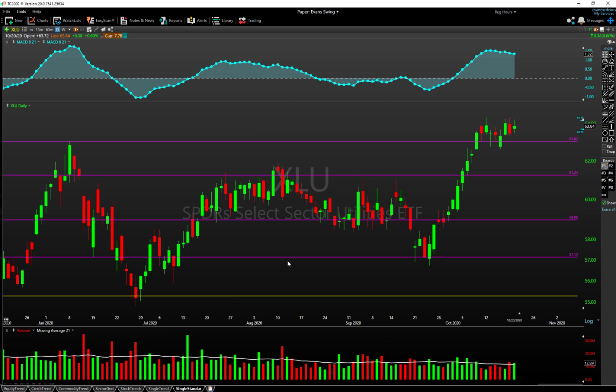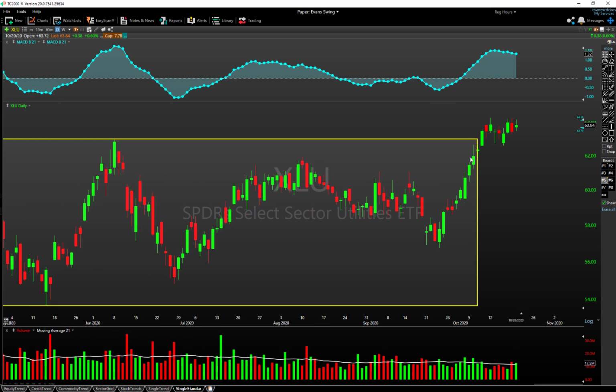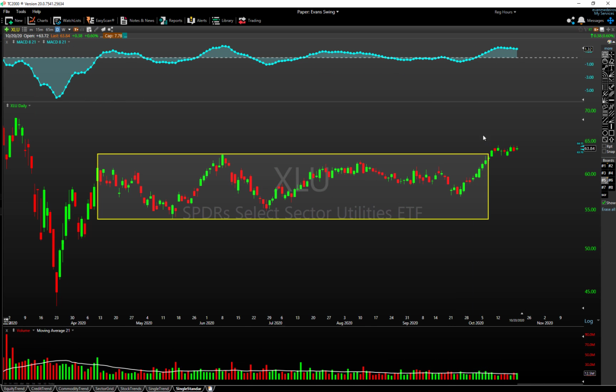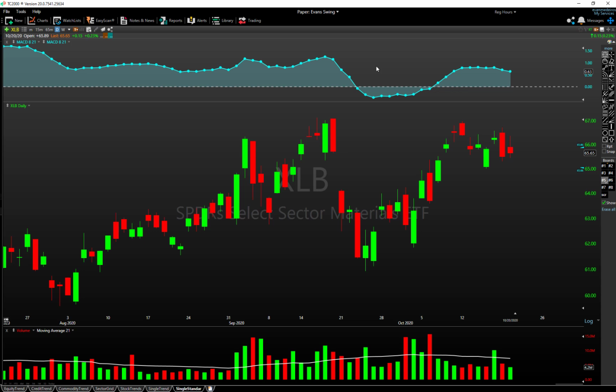A couple of other sectors I want to talk about. XLU. Again, no surprise here. We've been highlighting this for quite some time. It broke out and it just moved sideways here. No real big dip at all. It's still moving sideways, but it looks quite healthy, quite bullish, and looks like it just wants to extend. So I continue to like the look there.